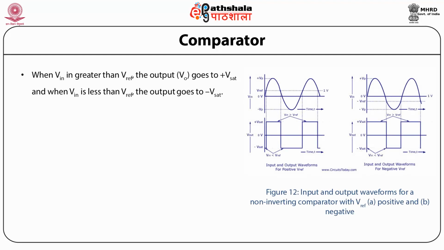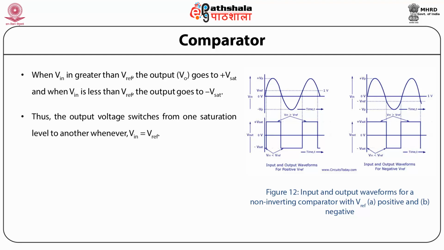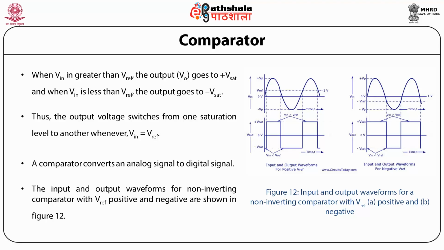When Vin is greater than V reference, the output V0 goes to positive V saturated, and when Vin is less than V reference, the output goes to negative V saturated. Thus, the output voltage switches from one saturation level to another whenever Vin is equal to V reference. A comparator converts an analog signal to a digital signal. The input and output waveforms for a non-inverting comparator with V reference positive and negative are shown in the figure.